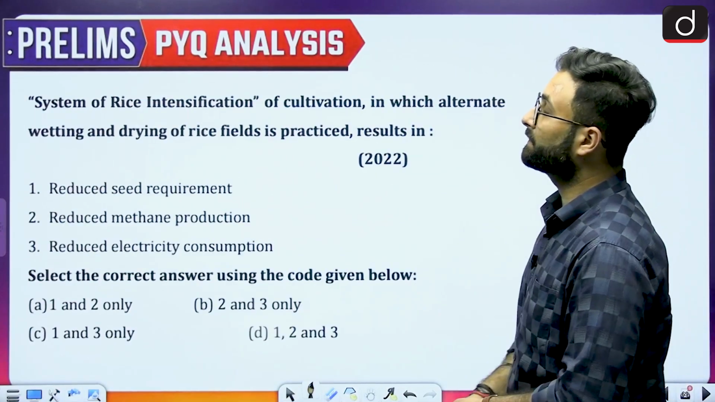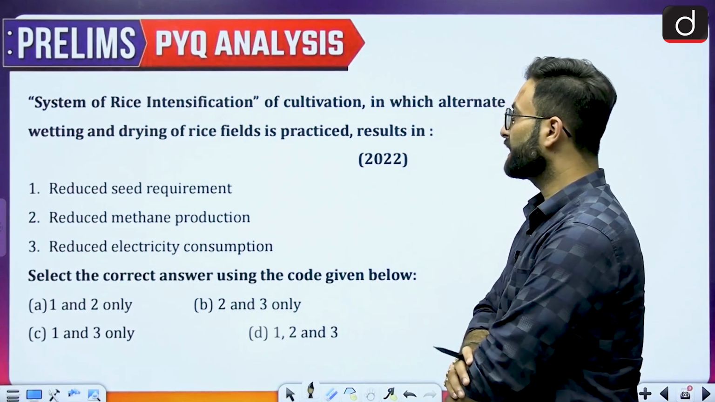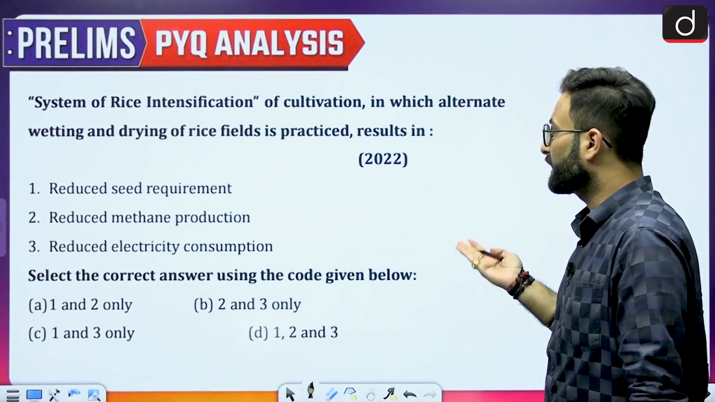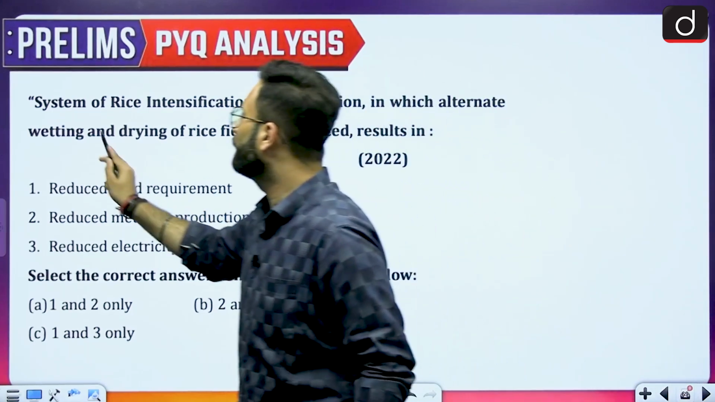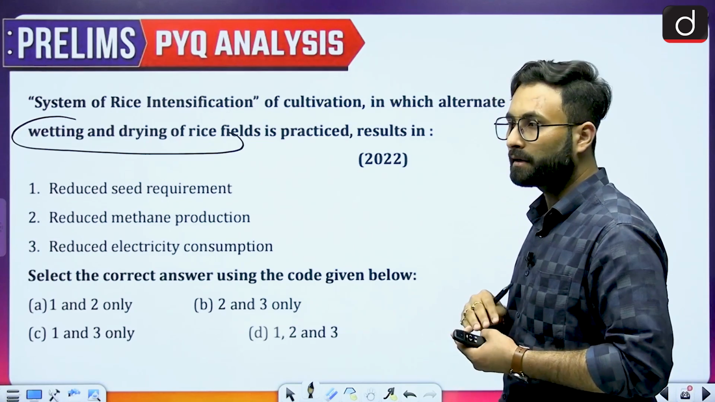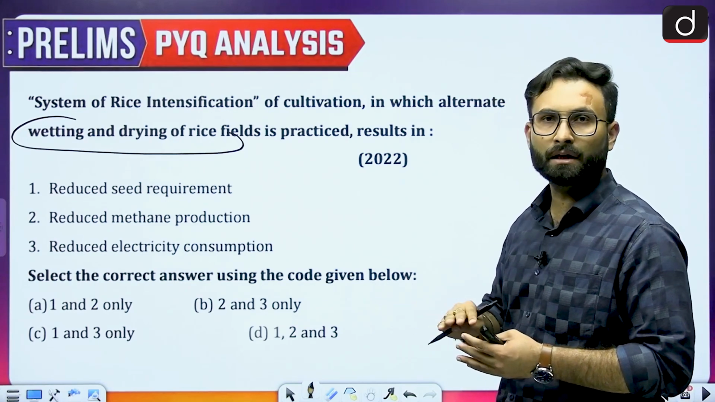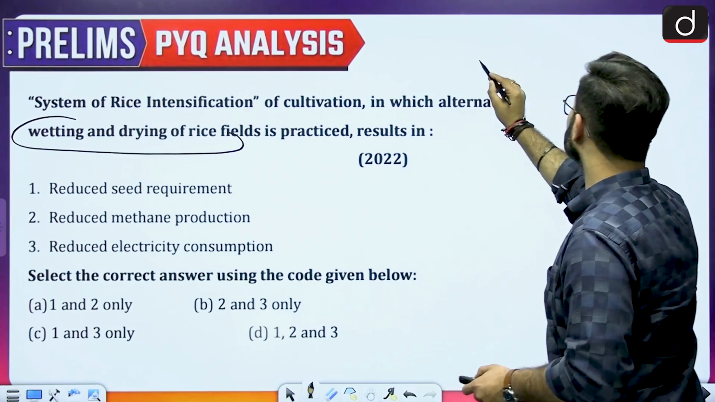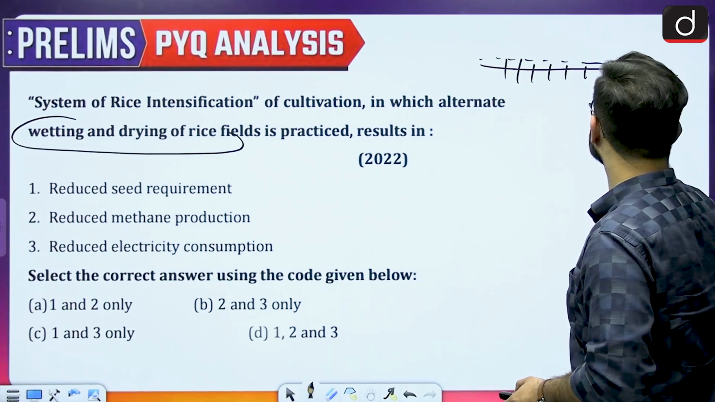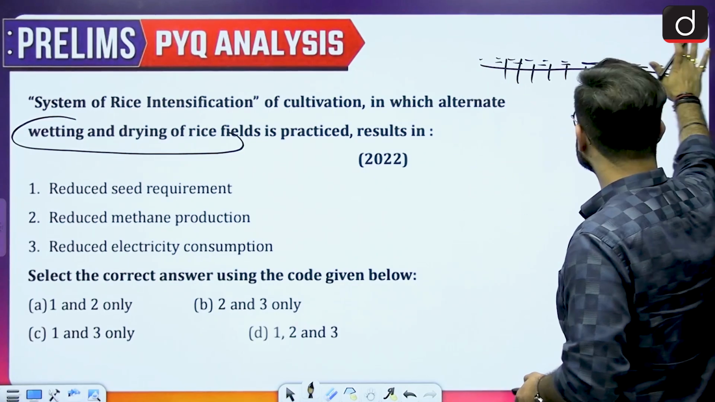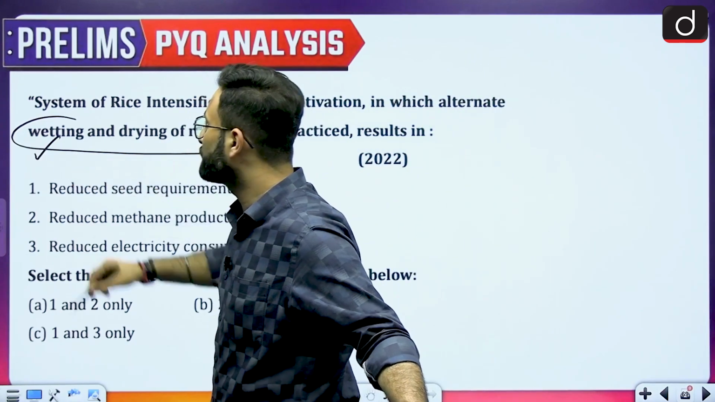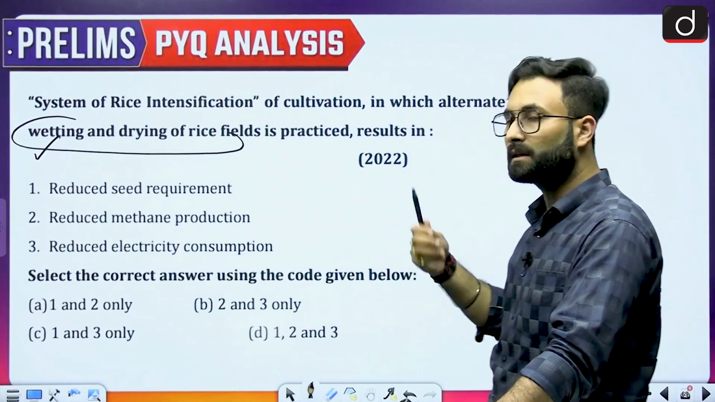Now moving further, next is the System of Rice Intensification of cultivation, in which alternate wetting and drying of the rice fields is practiced, results in. Generally, when we talk about rice cultivation, you will see that the rice fields are basically kept damp, under water. If you see a field with saplings, they will keep the water level like this and keep them damp. That is why you can say the water efficiency is very low in rice, but we have this next best technique, that is wetting and drying of the rice fields. That is another technique which is there.